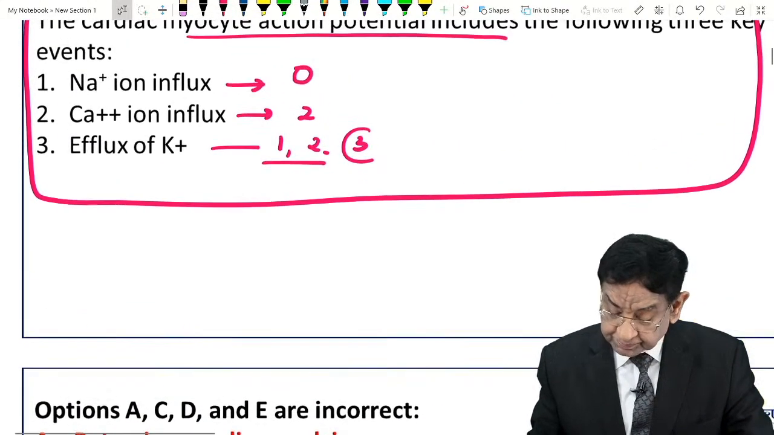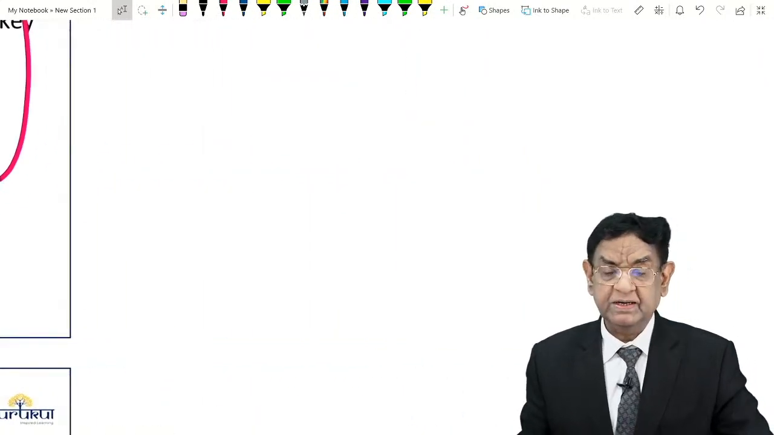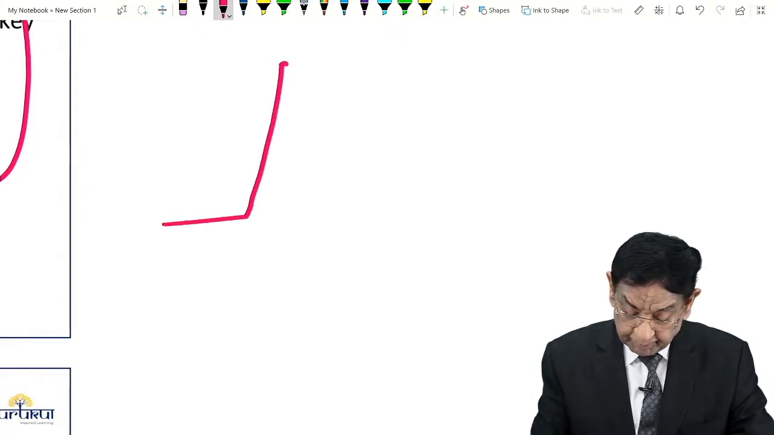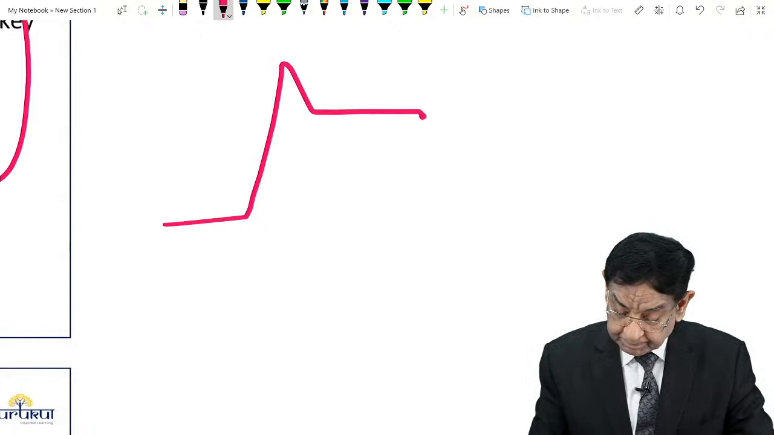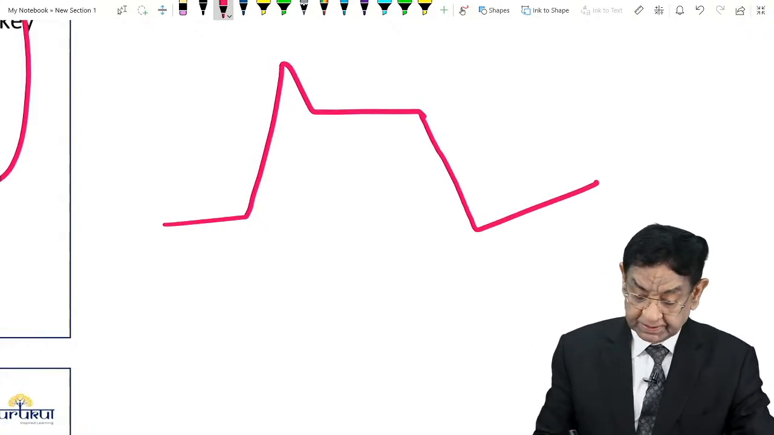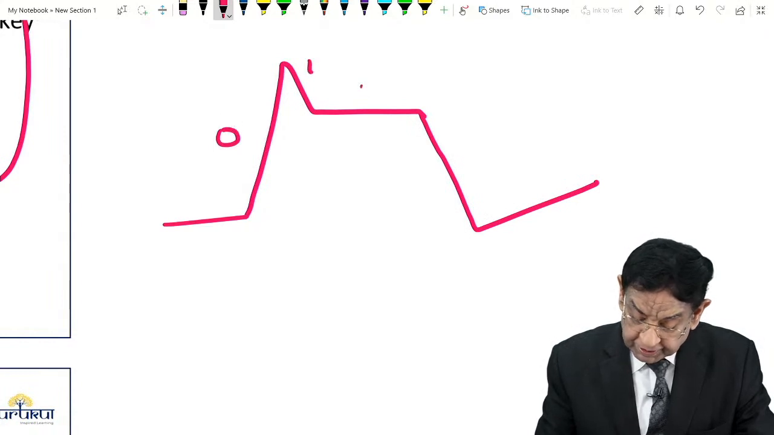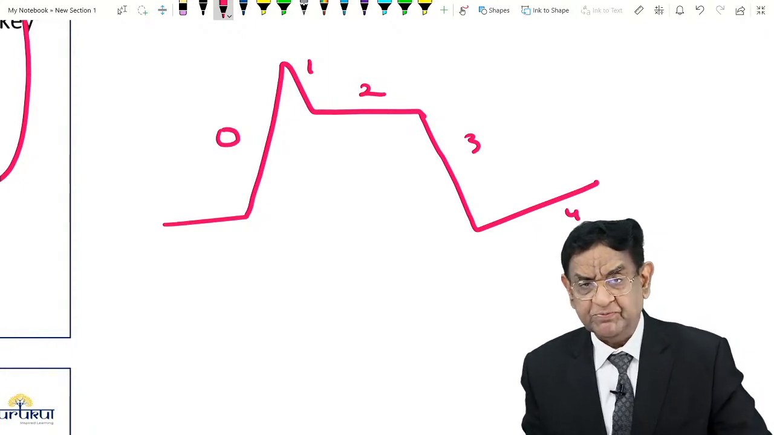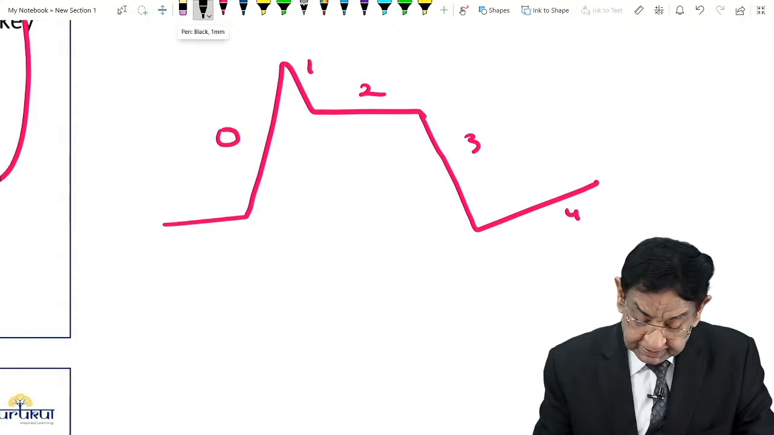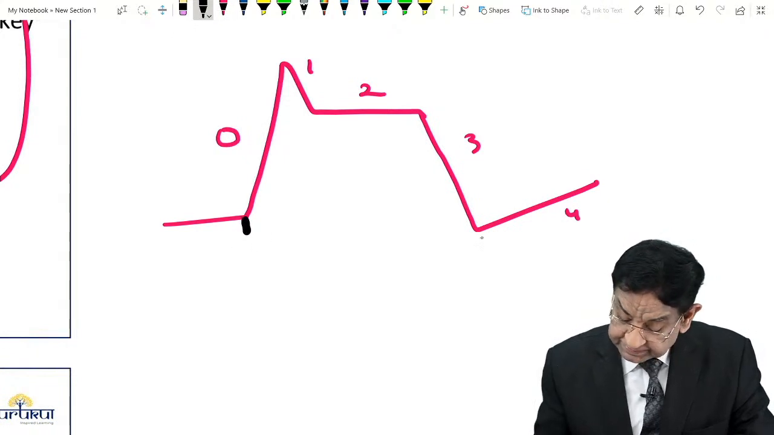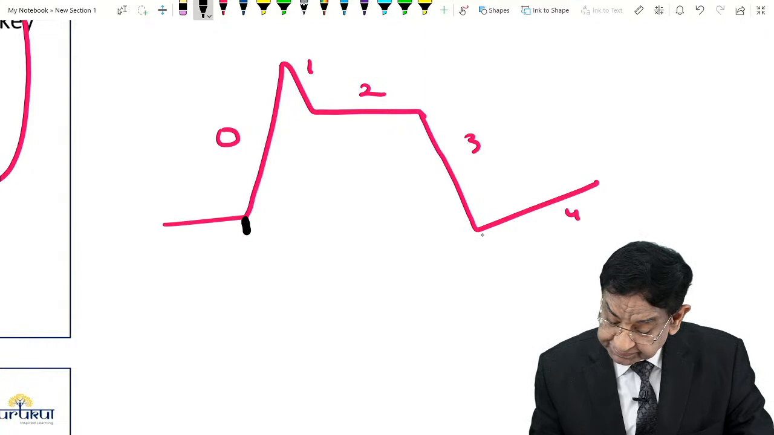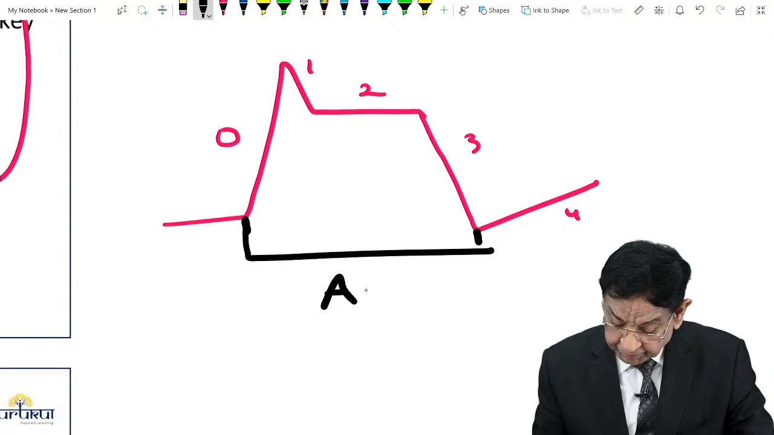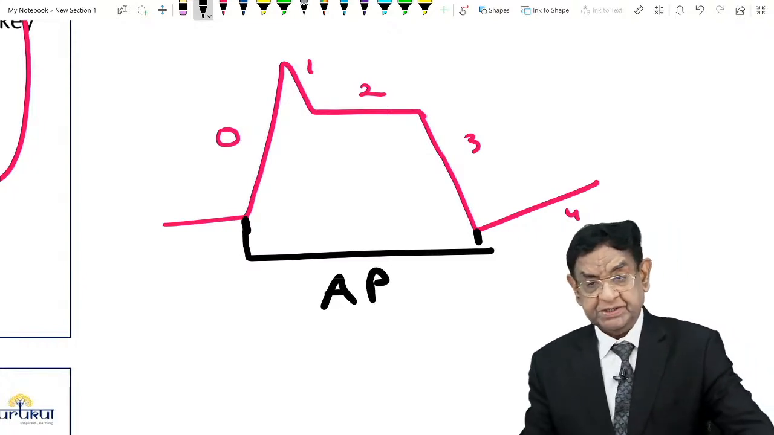Now, I like to tell you a little bit more physiology. As I told you, stage 0, 1, 2, 3 and 4. But before I proceed, I must tell you some very important point. This is the action potential. AP stands for action potential, duration of action potential.